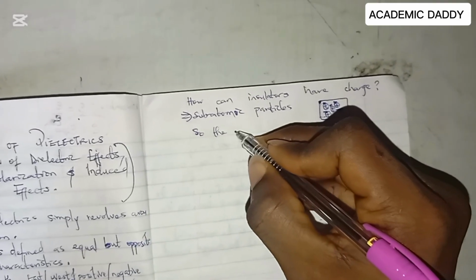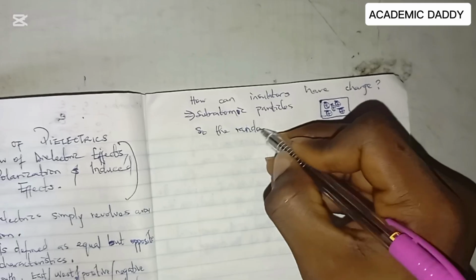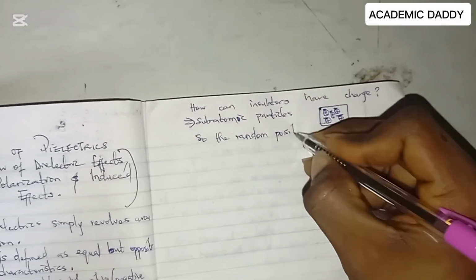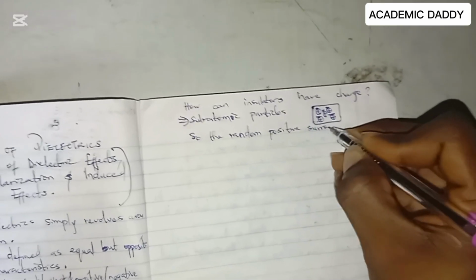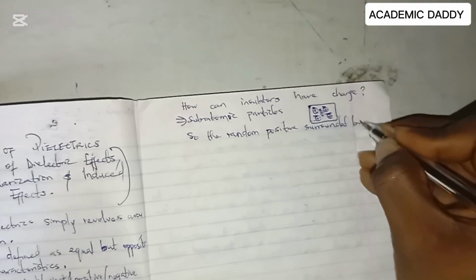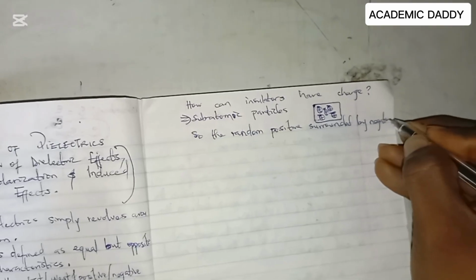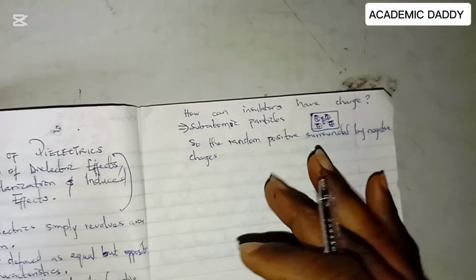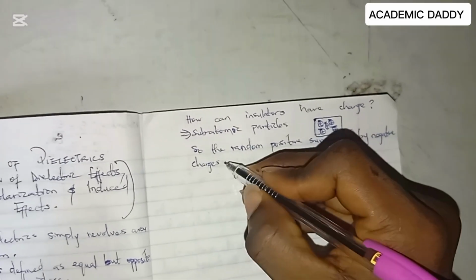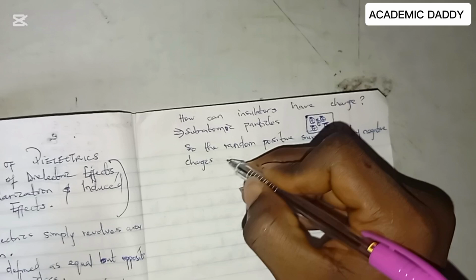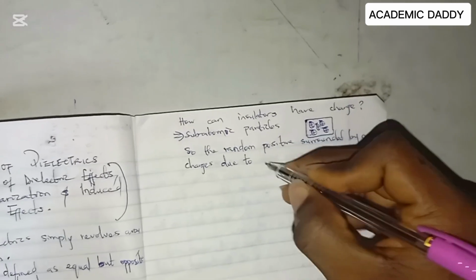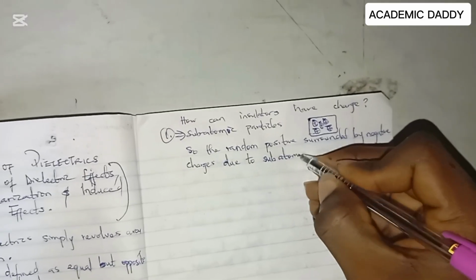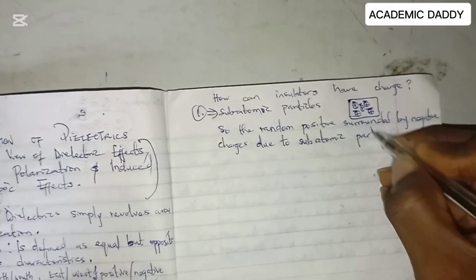So the random positive surrounded by negative charges. We know that there's something called neutrons too, but we are not looking in that direction. So surrounded by negative charges due to subatomic particles.